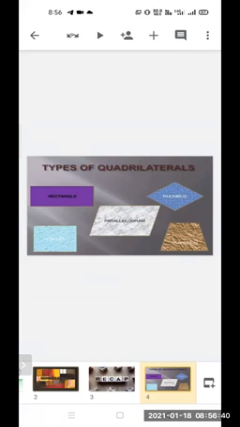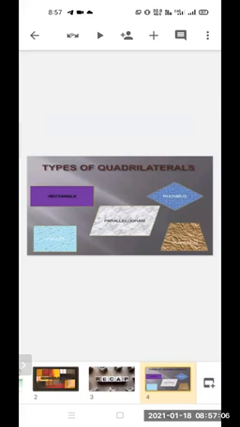They are rectangle, square, rhombus, parallelogram, and trapezium. All these quadrilaterals we have discussed in our previous lectures. Among them, parallelogram is the most important quadrilateral. It is a type of quadrilateral.